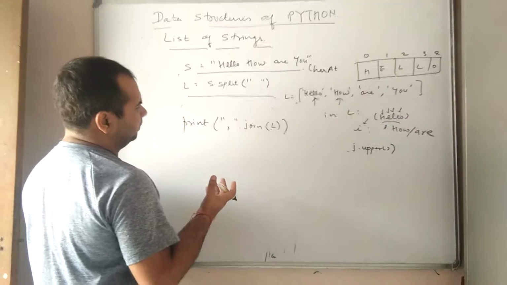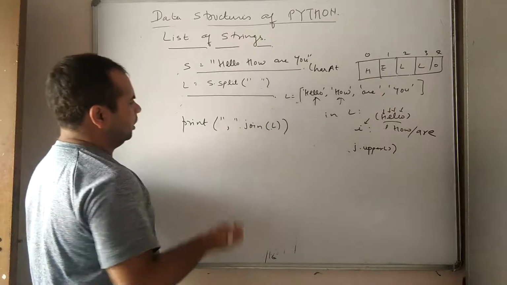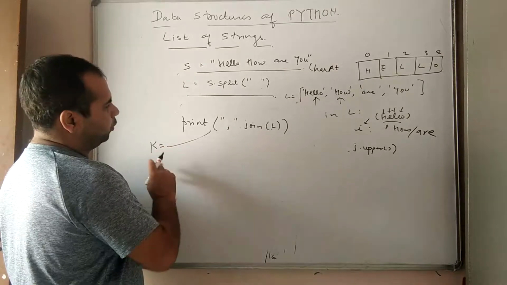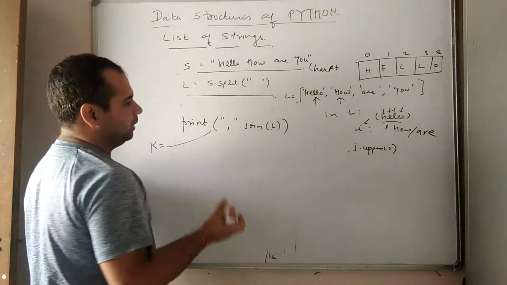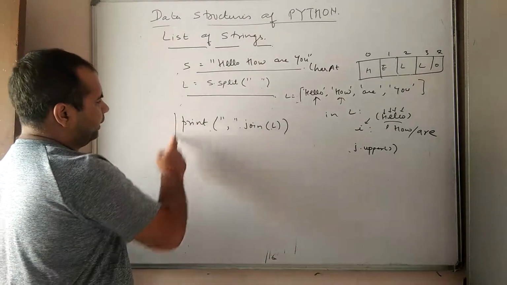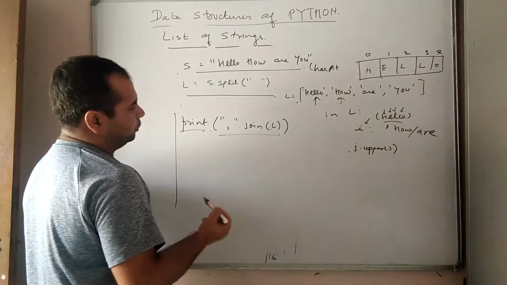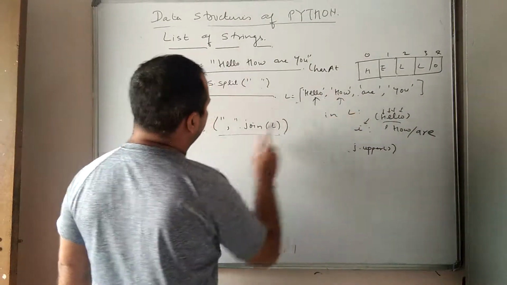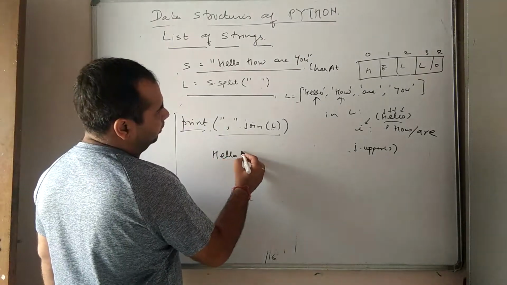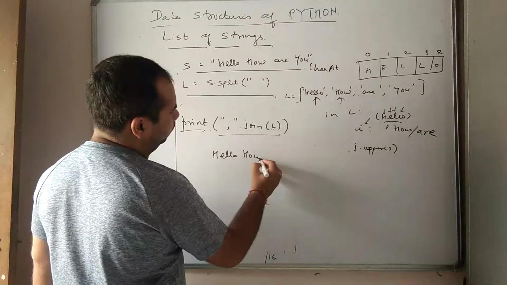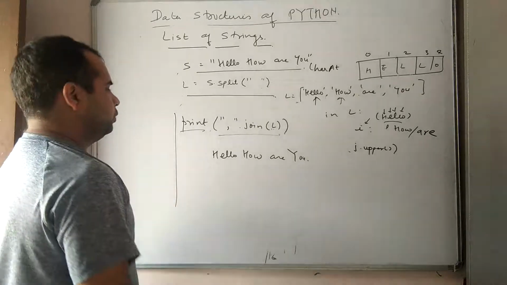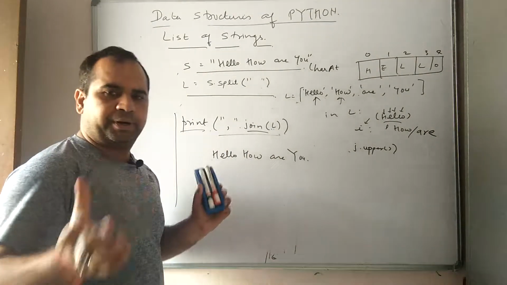If you don't write print, then you can directly run it on the command prompt also by creating a reference variable, suppose k equal to this syntax. But for the time being, let us see that you are running it on the IDE, print this syntax. Wherever it sees a comma, it will join those values of L, and the output will be simply hello, how are you, right?